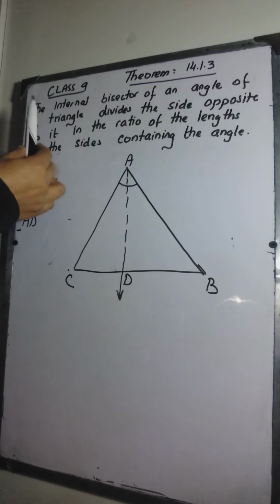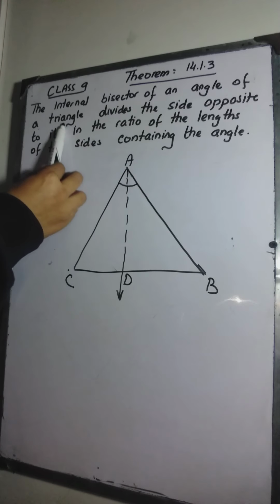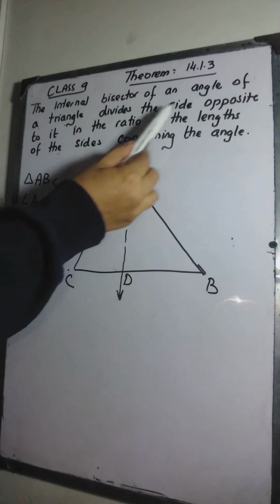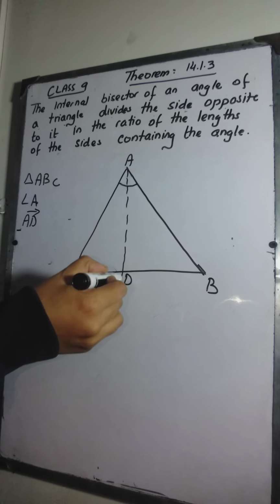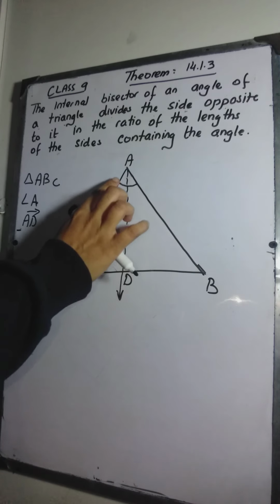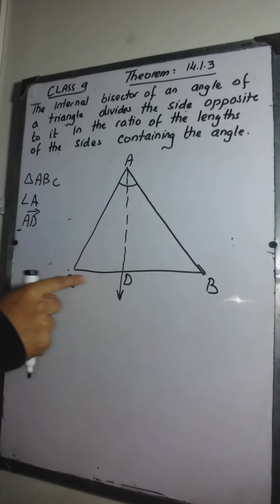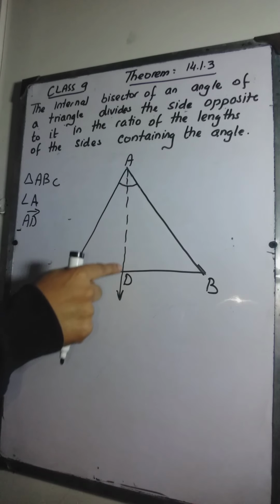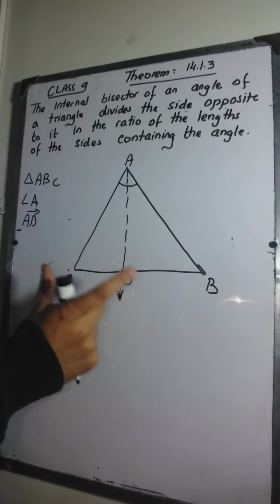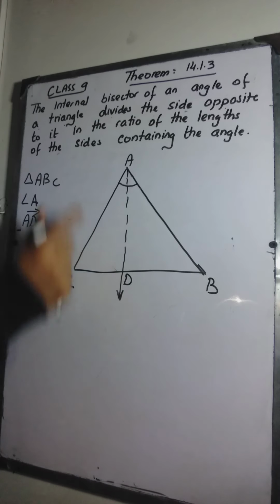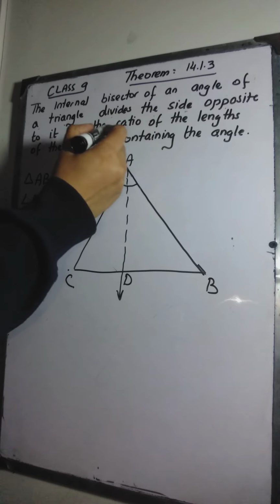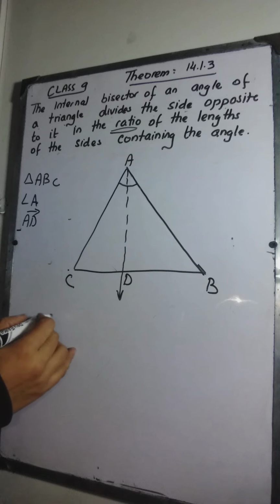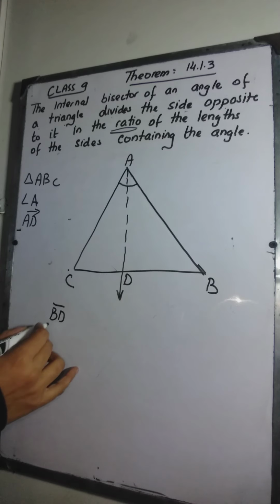Now what does the theorem say? The internal bisector of an angle of a triangle divides the side opposite to it. This bisector will cross the side which is opposite to this angle. The side opposite to this angle is BC. Now this angle bisector is dividing BC into two segments, BD and CD. So how is it going to divide? It divides the side opposite to it in the ratio, it means that the ratio of these two, BD over DC.